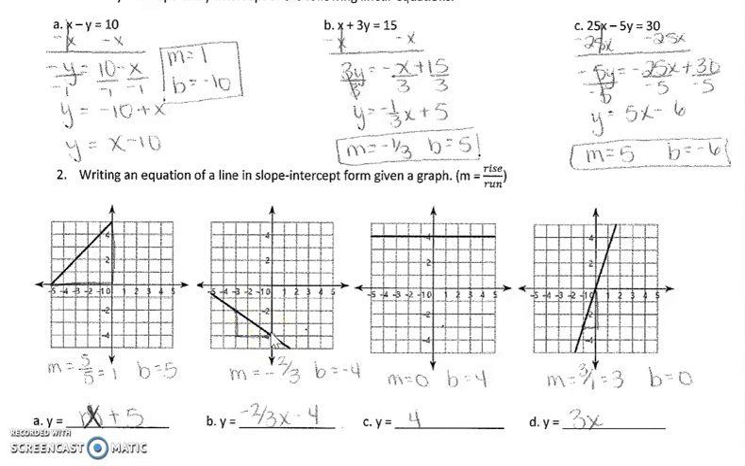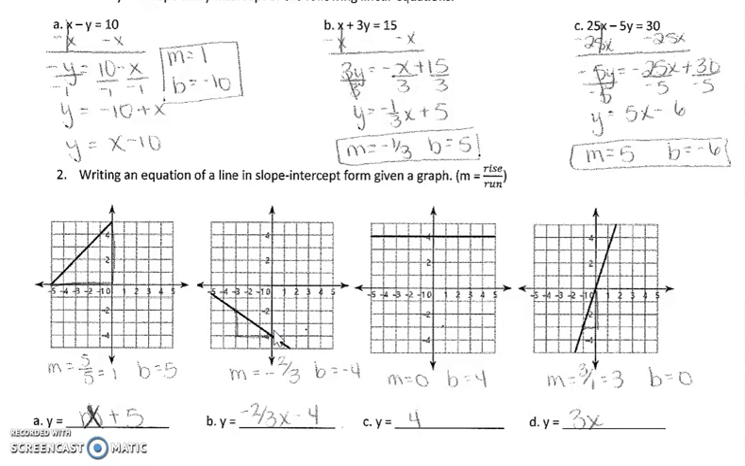So from here, you're going to go up 2, and left 3. So I went up 2 and left 3. If you start here, you could go down 2 and right 3. Either way, it gets you the same thing.